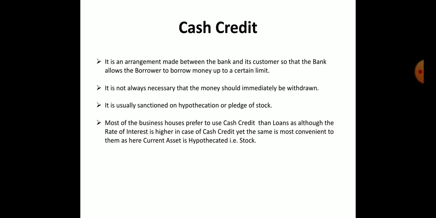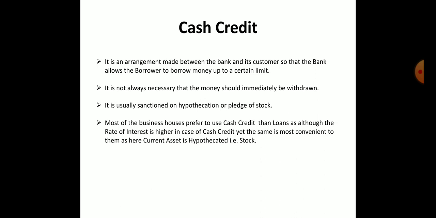Next is cash credit. It is an arrangement made between the bank and its customers so that the bank allows the borrower to borrow money up to a certain limit. It is also not always necessary that the money should immediately be withdrawn. It is usually sanctioned, sanctioned meaning approved, on hypothecation or pledge of stock.